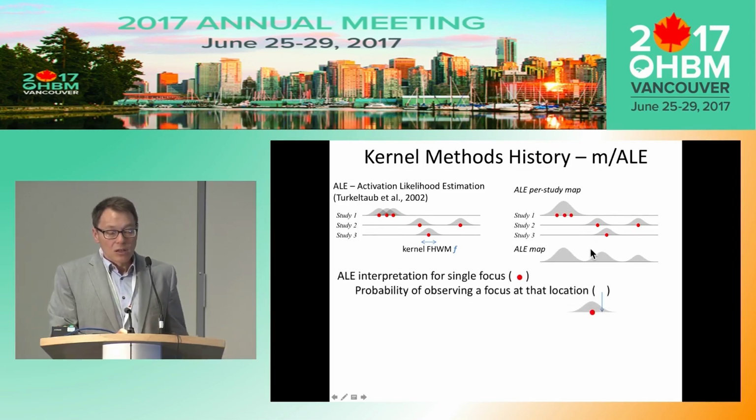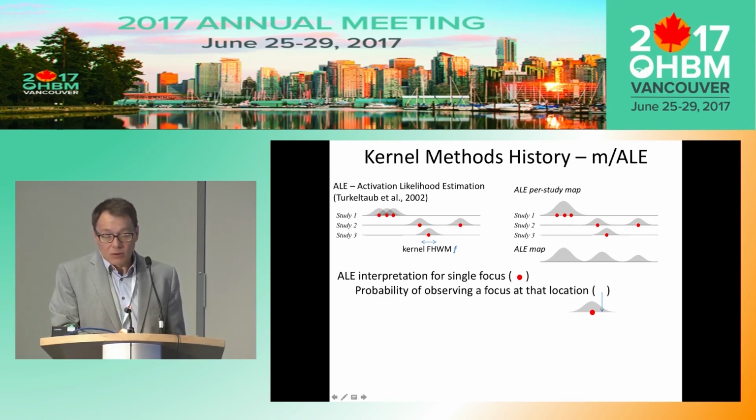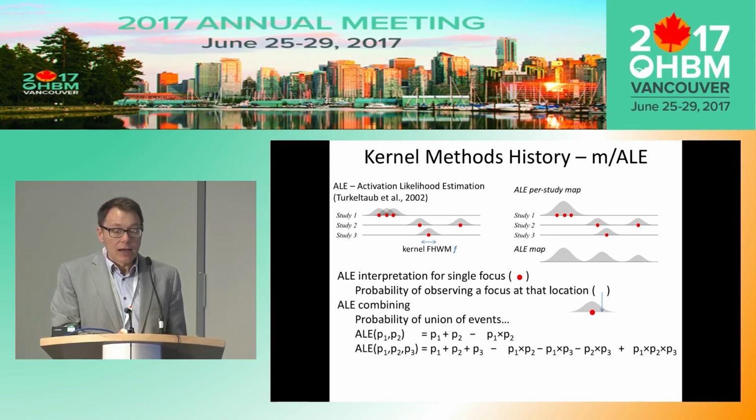Now, what is the interpretation? The interpretation in any one map is the probability of observing a focus at that location, based on a model, an assumption of a Gaussian distribution of the points about some original population point, where our best guess for that point is the observed location. Then there's the question of how we combine foci. We use the probability addition rule, which is basically for the probability of a union event. So the final map is basically saying what's the chance of one or more foci occurring at this location, and it's done by this rule here. And the same rule is used to combine across studies.